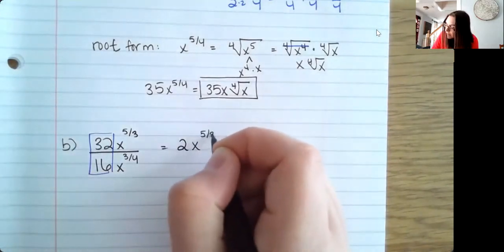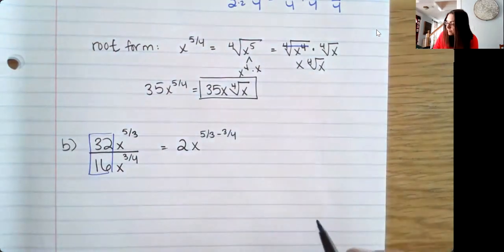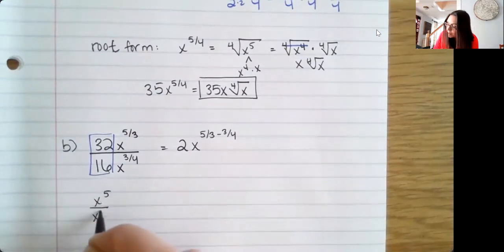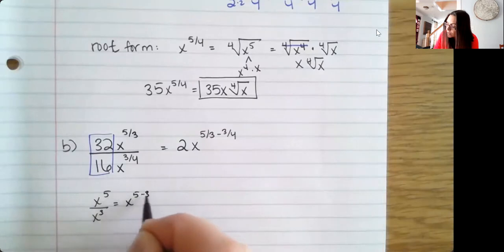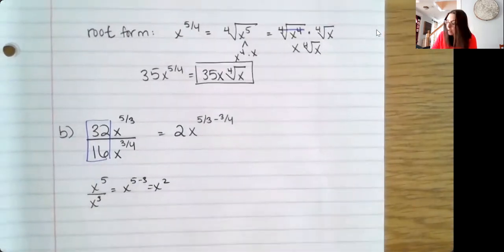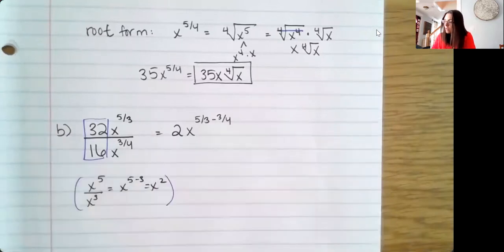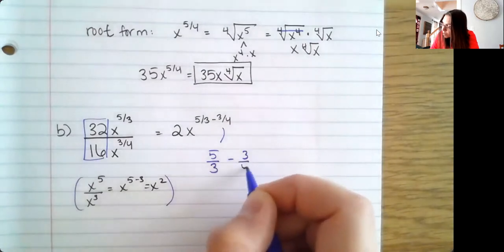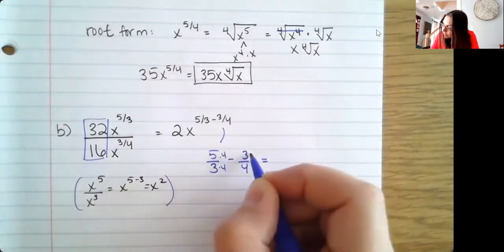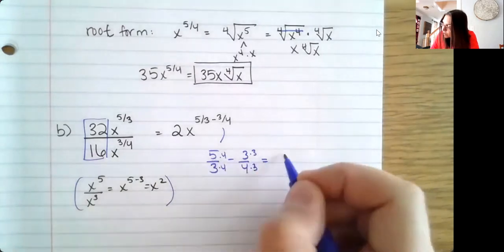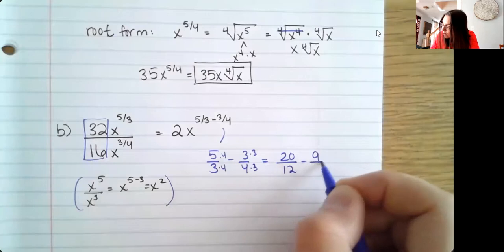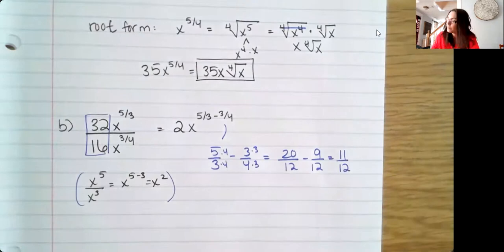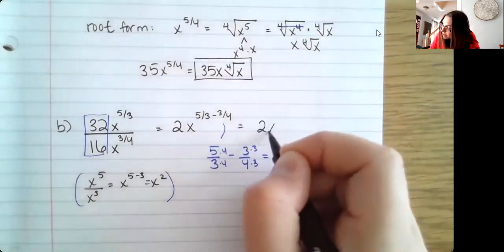5/3 minus 3/4. So for instance, if I had something like x to the 5th over x to the 3rd, this would be x to the 5 minus 3, which is x squared. That was the rule there that we've kind of learned before. So here I just have a little bit of work to do. I have 5/3 minus 3/4. I'm going to use 12 for my common denominator. So here I'm going to get 20 over 12 minus 9 over 12, which is going to give me what, 11 over 12. So I have 2x to the 11/12.